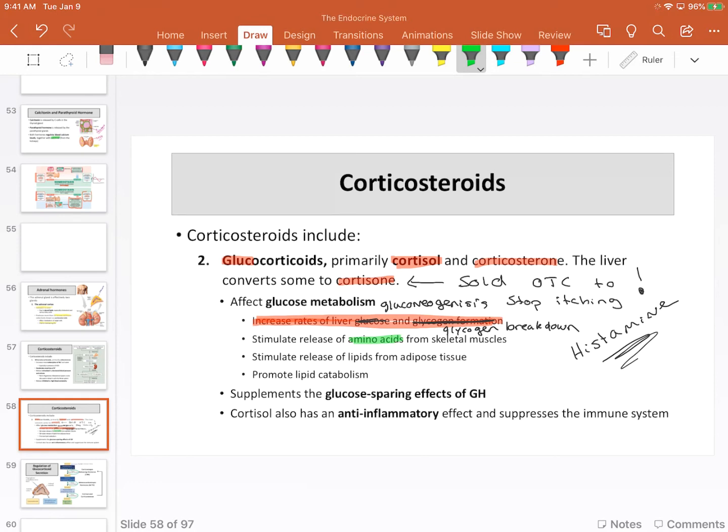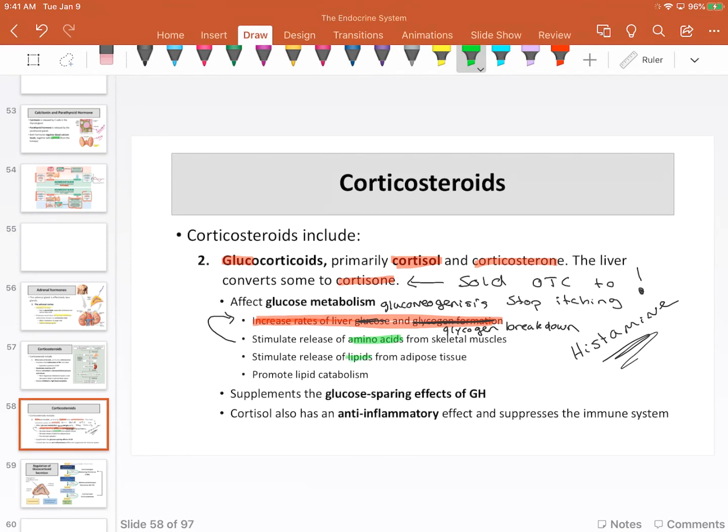Well, interestingly enough, because the liver can use these for gluconeogenesis, they can also use them to make something called ketones, which can help our body, specifically our neurons, during times of starvation or when we're doing some kind of low-carb diet. We're still not done. Cortisol is still not done. It's also going to promote the release of lipids from adipose tissue.